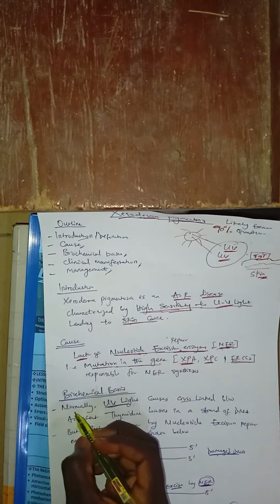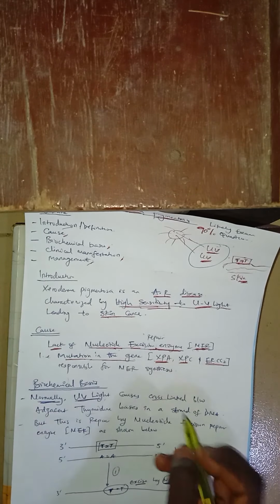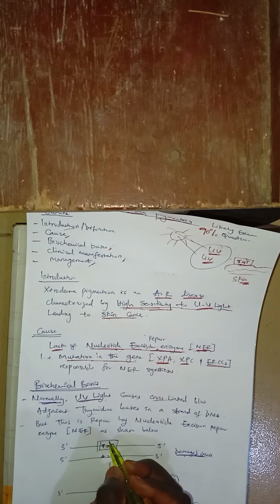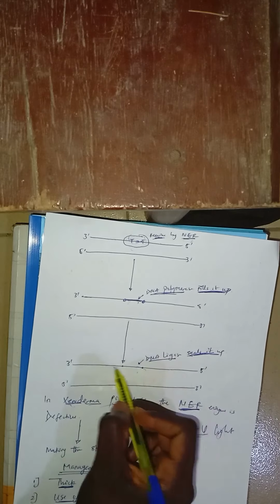When they polymerize like this, on a normal day, it will be repaired by the nucleotide excision repair mechanism. The enzyme will just come and remove this part. Once you remove it, DNA polymerase will put another one there. DNA ligase will seal it together. Then we have a good functional gene.